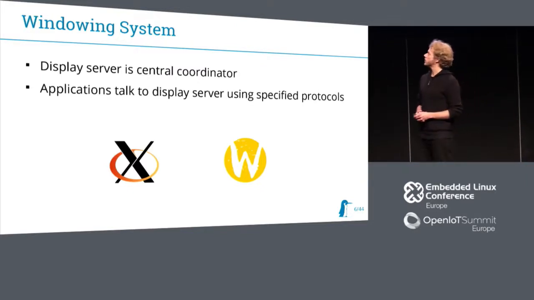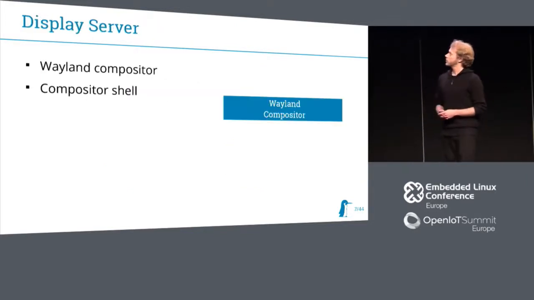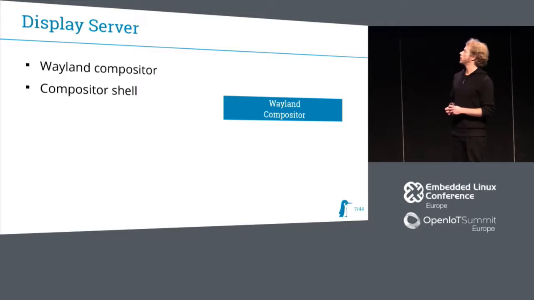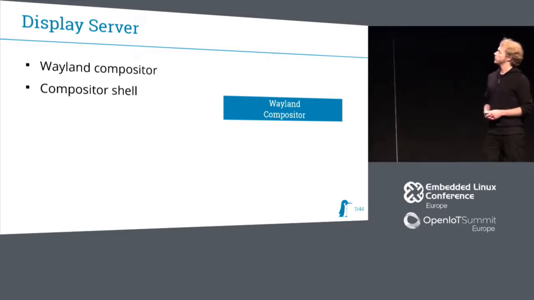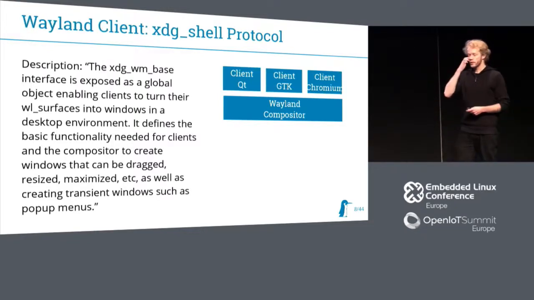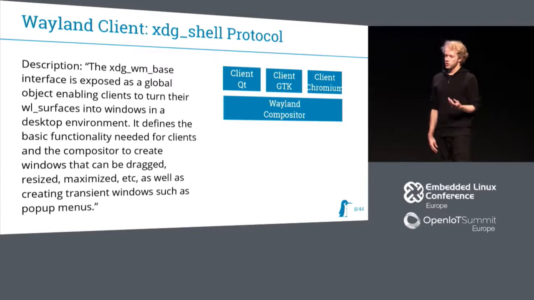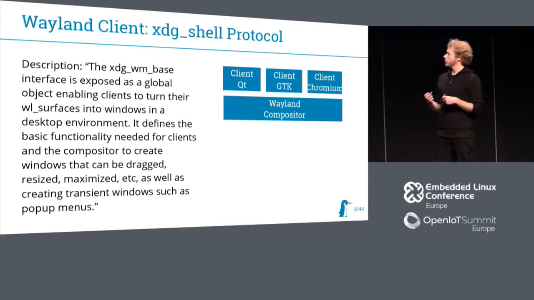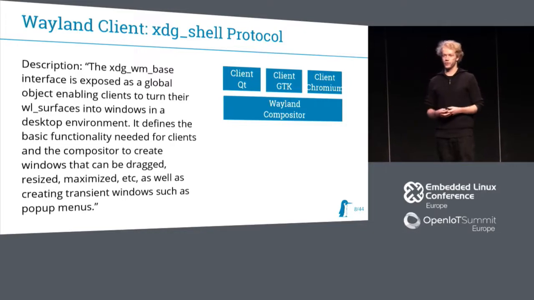So as said, it starts with your display server. In Wayland, it's called a Wayland compositor. The UI of the compositor is usually called shell. So we have the Wayland compositor here. On top of that, we have multiple applications that use the protocols. In Wayland, a typical protocol is the XDG shell protocol, which allows creating windows and has different functionality, like resizing, maximizing, dragging, and all these things you would expect from your desktop.